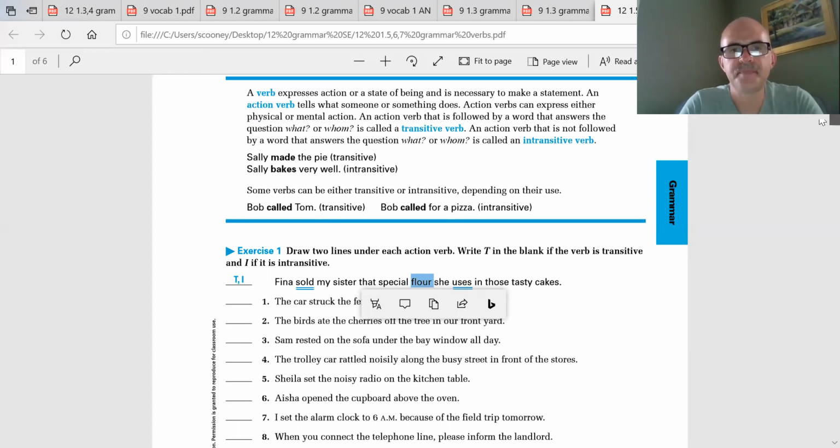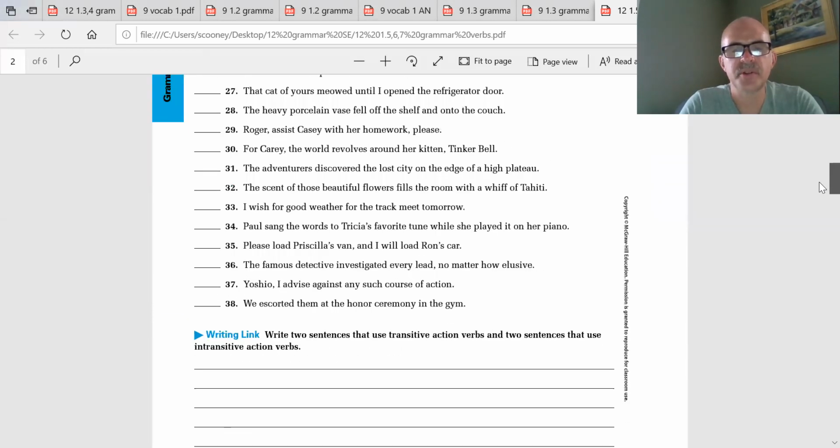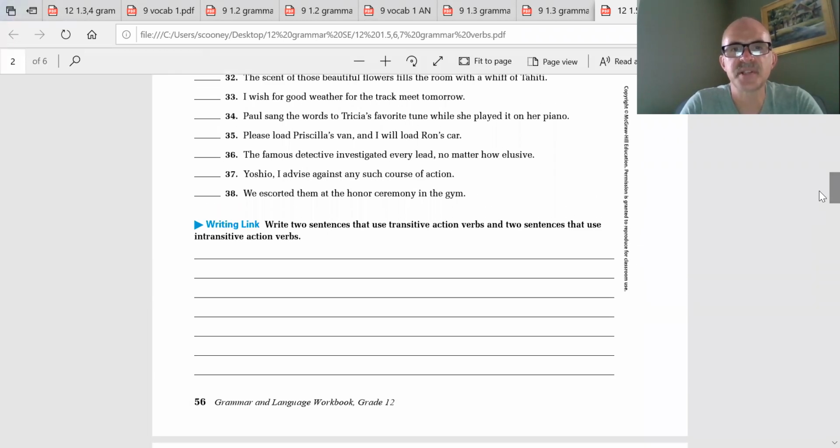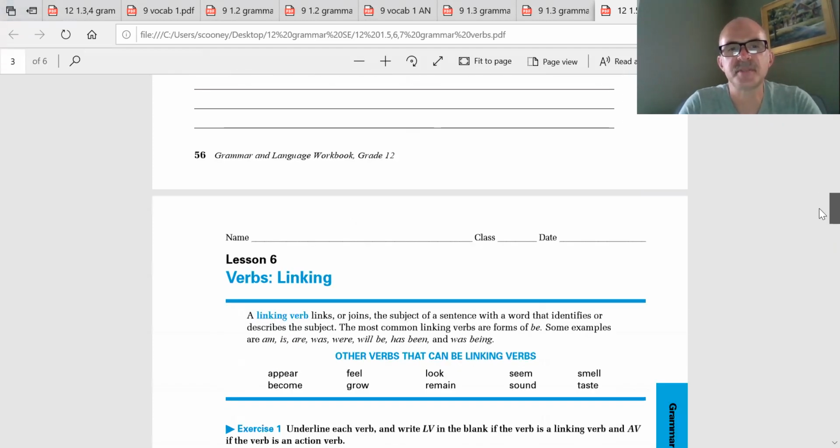There are 38 of those. Let's just do 20 and do the writing link. Write 2 sentences that use transitive action verbs, and 2 sentences that use intransitive action verbs. Choose a nice, interesting subject and go for it.